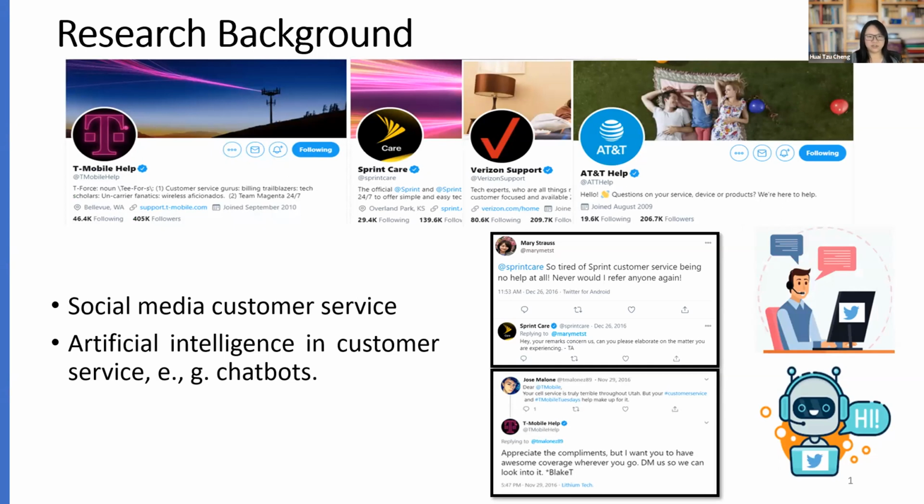So the research background is social media customer service. Have you ever tried to reach out to customer service on a social media platform like Twitter? Customers are increasingly switching to social media platforms when they need customer support. And customers have gradually found that using social media is a more effective way of getting attention from brands compared with the traditional telephone or email.